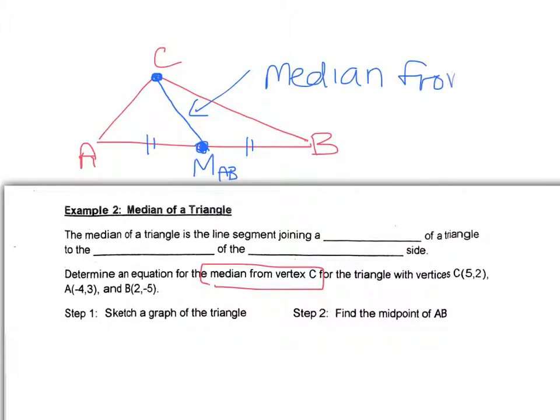And we can have a median from any vertex in a triangle. So we can have a median from vertex A that goes from A to the middle of the opposite side. We can have a median from vertex B that goes from vertex B to the middle of its opposite side as well. So the median of a triangle is the line segment joining a vertex of a triangle to the midpoint of its opposite side.